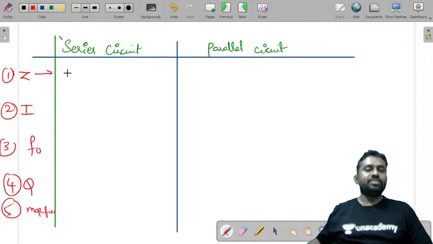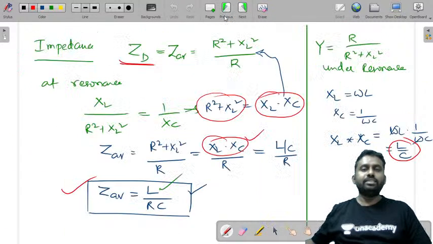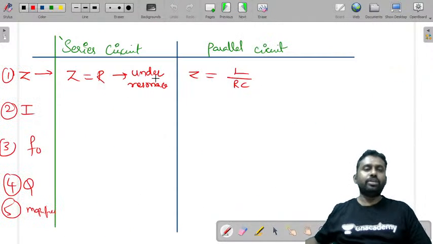So what is the impedance of a series circuit? Impedance Z is equal to R under resonance. And in a parallel circuit, Z is equal to L by RC. Just now we have done this. So under resonance, a series circuit has impedance R and a parallel circuit has an impedance of L by RC.